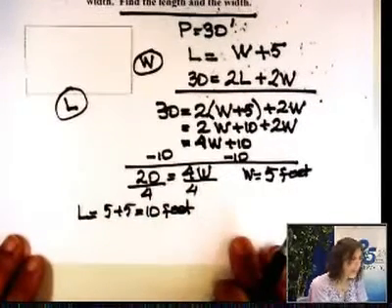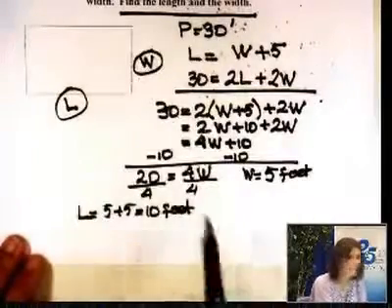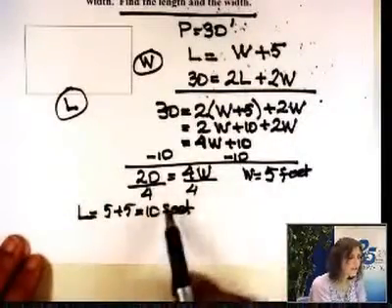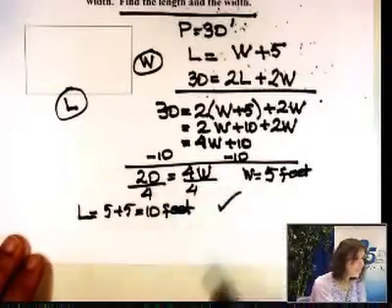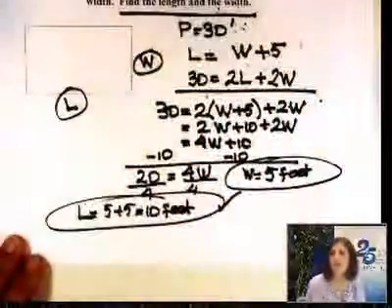Reality check. Okay. Do they add up to 30? 10 plus 5, 15 times 2, 30. Yes, check. So I have width of 5 feet, length of 10 feet. Did I answer the question? Yes, I did.